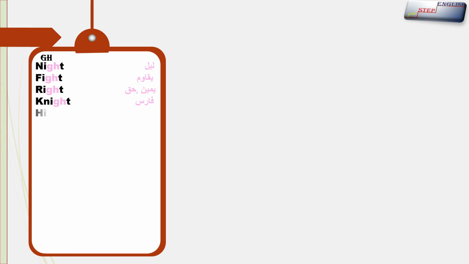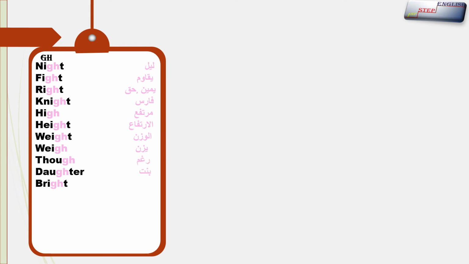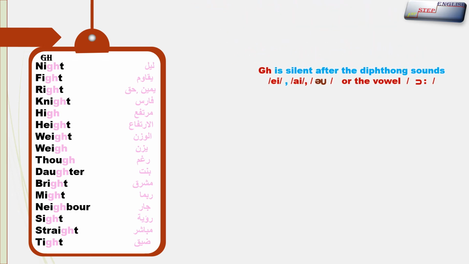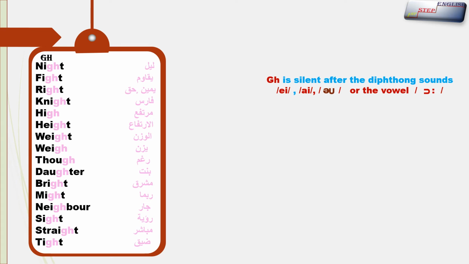We say high to refer to an adjective, height to refer to a noun, weight, which is a noun, weigh, which is a verb. We say also though, daughter, bright, might, neighbor, sight, straight, tight. The question is, when is the GH silent? As you might have noticed, after the diphthong sound A and I, as well as after the diphthong sound O or the vowel sound O.